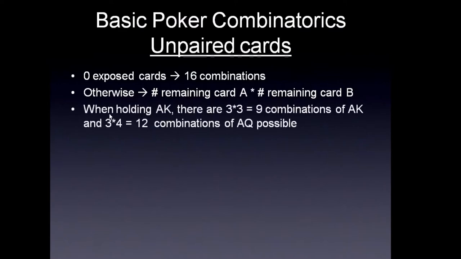So let's say we have ace-king. We want to know how many combinations there are of ace-king and ace-queen. There are 9 ace-king, because there are 3 remaining aces, 3 remaining kings is 9. And for ace-queen, there are 3 remaining aces, 4 remaining queens, so 12 combinations of ace-queen.